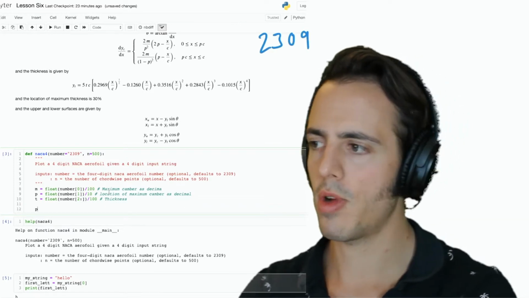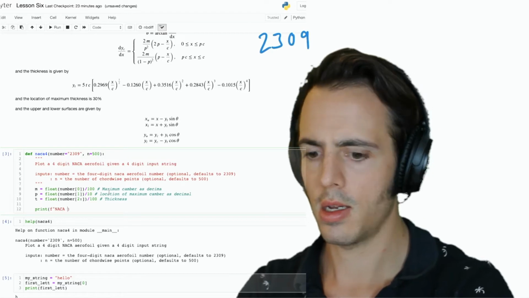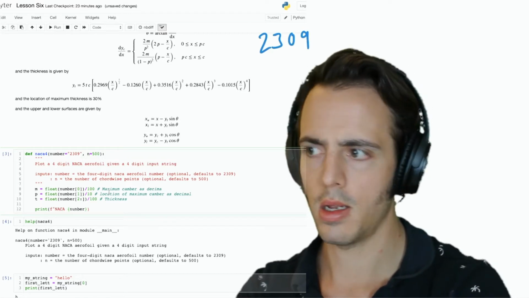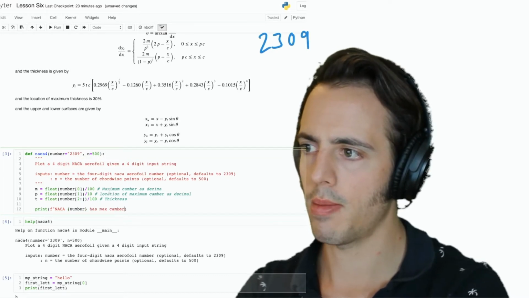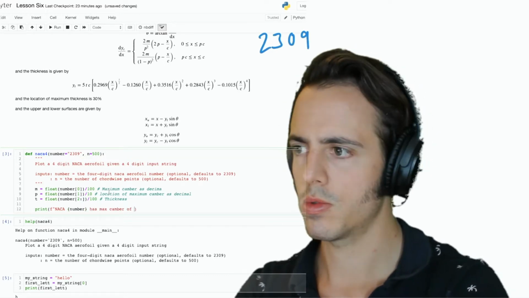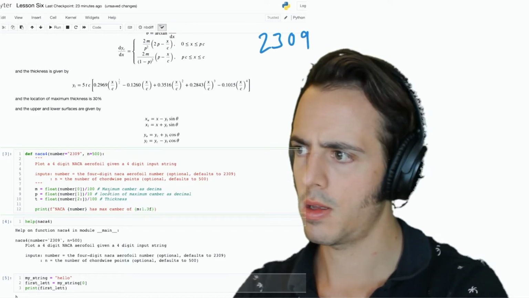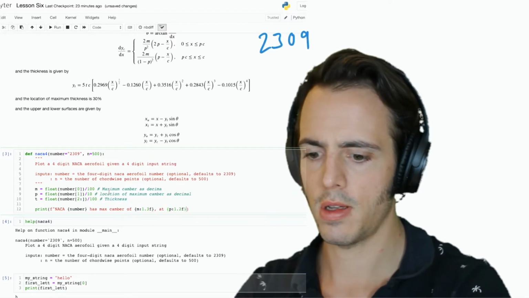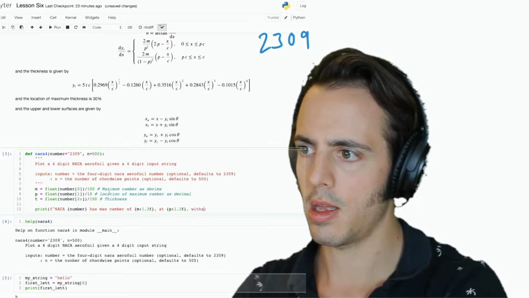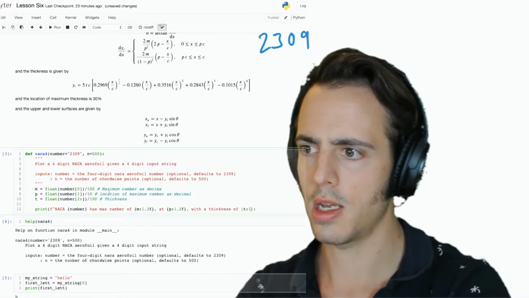So we can just test if this function is working. Let's just do print. We'll say NACA number has max camber of m 1.3f at p 1.2f with a thickness of t 1.2f.